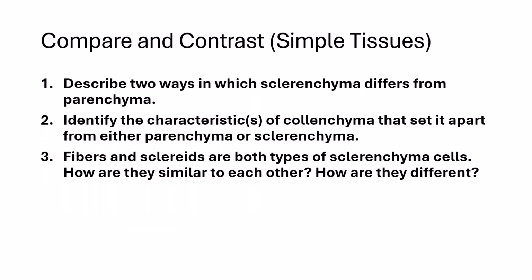Using your observations and background knowledge, answer the following. Describe 2 ways in which sclerenchyma differs from parenchyma. Consider the cell wall thickness, cell function, and whether the cells are alive or dead at maturity. Identify the characteristics of collenchyma that set it apart from either parenchyma or sclerenchyma. Think about the cell wall structure and the type of support provided.